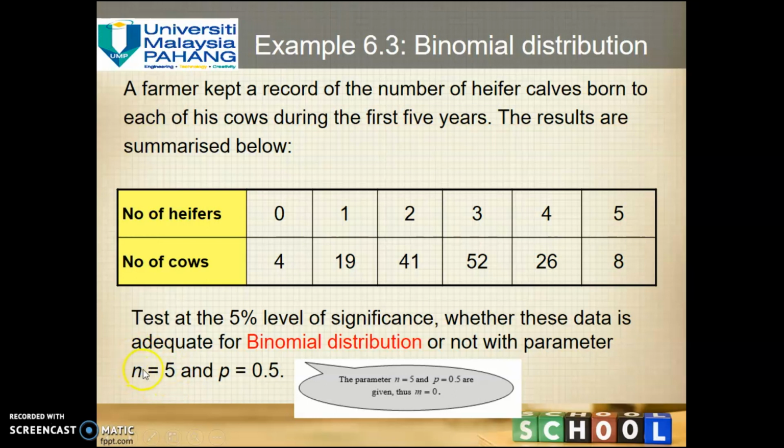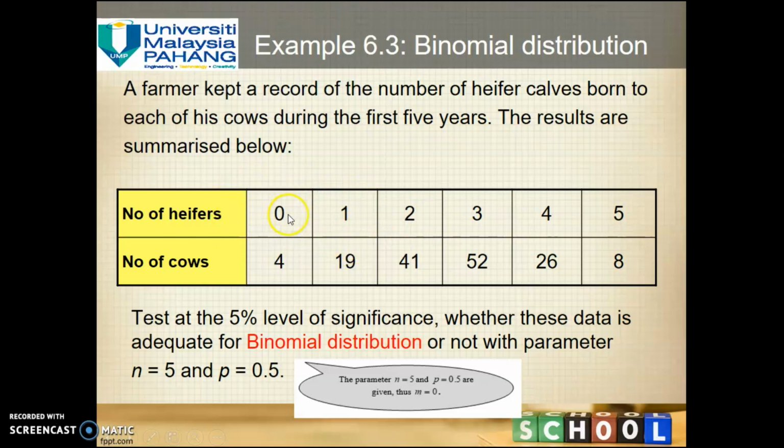The n here is not the sample size. The n here is a parameter, which is the number of trials, with the largest number of successes equal to 5. So what does it mean here? The number of cows is your observed frequency. It is like Poisson, where the number of defects was used, but now it's the number of heifer calves.